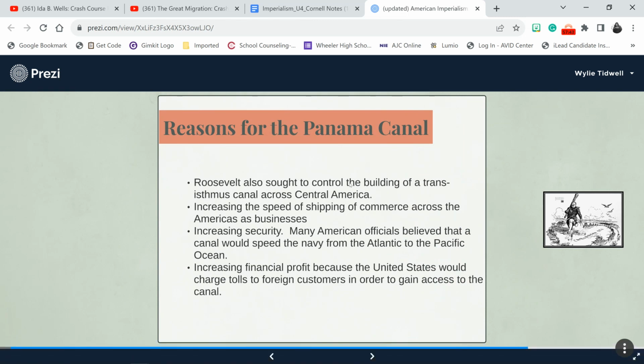All right, let me get some popsicle sticks to read this for us real quick. If you can add to your notes here. All right, Mara, go ahead and read one bullet point. Let me get somebody else. Ephraim? Increasing security. Many American officials believe that a canal would speed the Navy from the Atlantic to the Pacific Ocean. When someone's reading, I need everybody to be quiet so everybody can hear too.